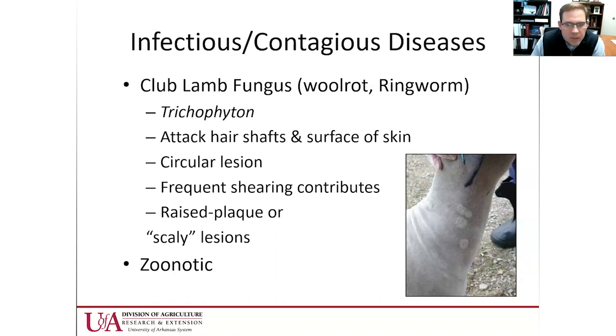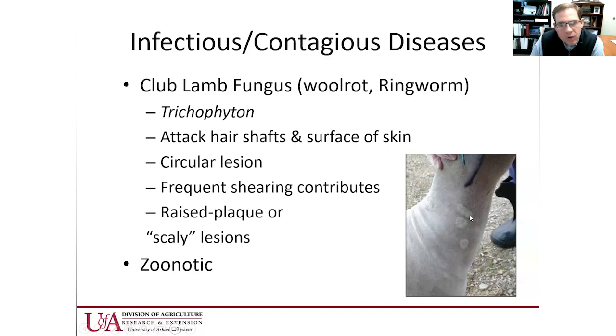This one can cause these sort of scaly lesions that we would see on the neck and the head or around the ears sometimes. That's the most common area that you would see them. Sometimes they're kind of down the back here on top of the withers, but they're usually circular in shape.